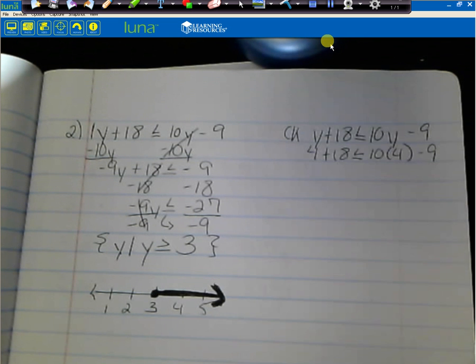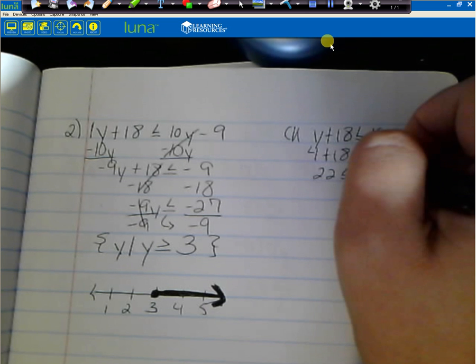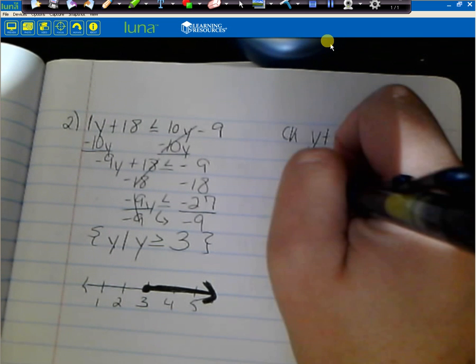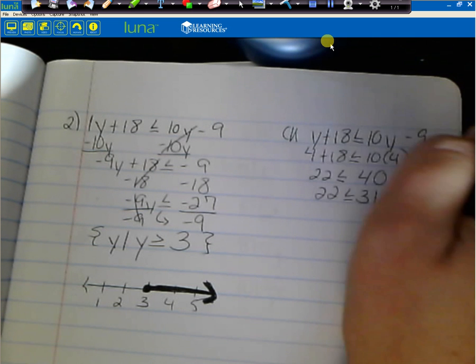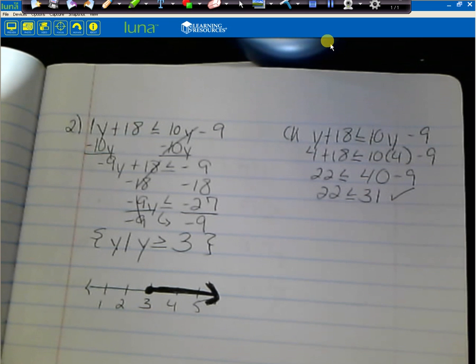4 plus 18 is 22, which is less than or equal to 40 minus 9. So that makes it 22 is less than or equal to 31, and that is a true statement. So it checks out. 22 is less than 31. So make sure you have the solve, set, graph, and check for this one before you move on.